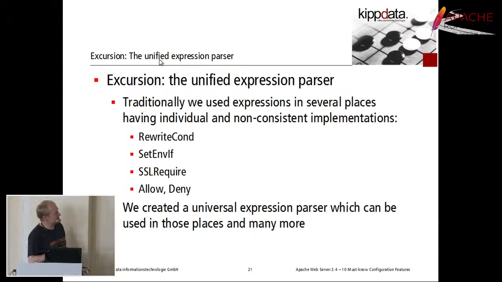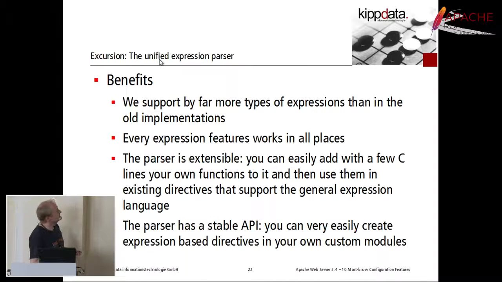So we had the code for using net masks, but it was strictly related to some directives. Now there's a universal expression parser that's connected to all of the directives where you can use it. So every expression that works in one place works in all places. So we put more energy into it, so there's far more expressions now that you can use than the sum of all the expressions before. Every expression feature works in all places.